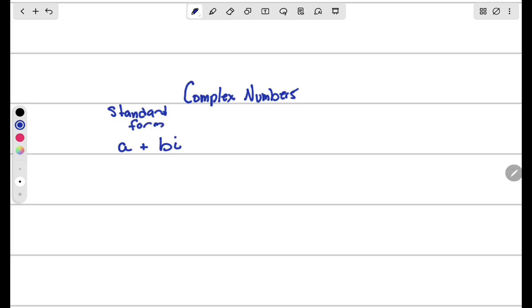Now, again, a is the real part, like real numbers. It's the real part of the complex number. And the bi part is the imaginary part.